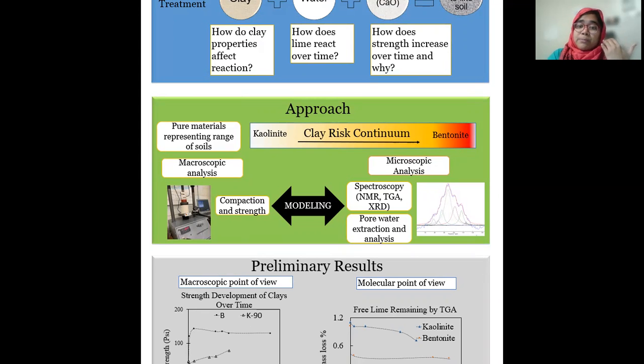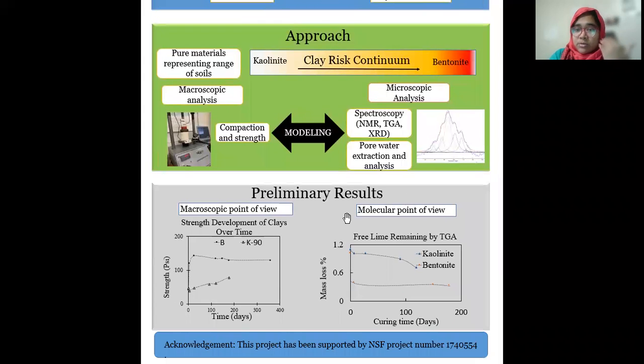From my preliminary results, from the strength point of view, bentonite, the clay with high swelling potential, gains strength very quickly, in 28 days. The industrial standard right now for curing clay is 28 days. So I guess we can continue that for bentonite, but for kaolinite, the strength is still increasing.